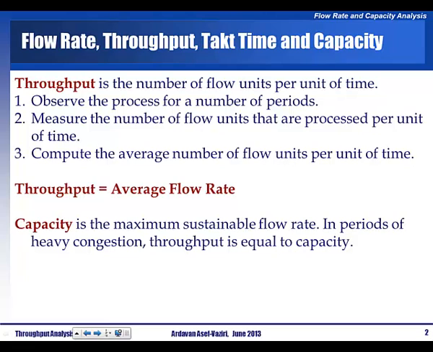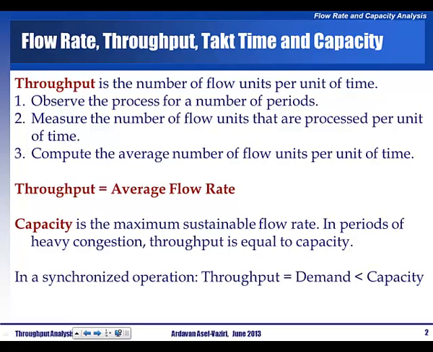Capacity is the maximum sustainable flow rate. In periods of heavy congestion, throughput is equal to capacity. Whatever capacity you have, if there are a lot of people coming, then your capacity is fully utilized. You are working at 100% capacity. If enough people are waiting in the line, that would be your 100% capacity. In a synchronized operation, we don't produce if demand is not there. Therefore, demand is equal to throughput. What we produce is for a demand, and throughput equal to demand is less than capacity.